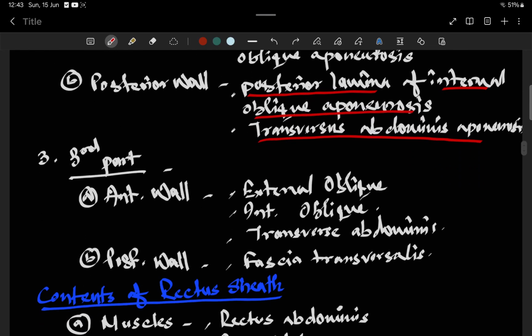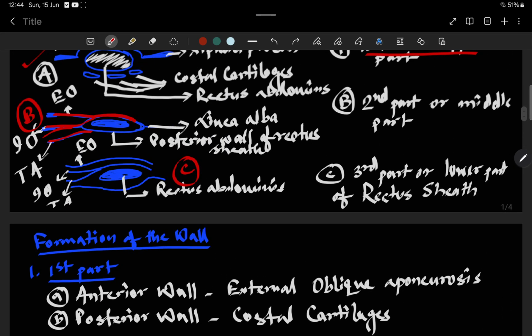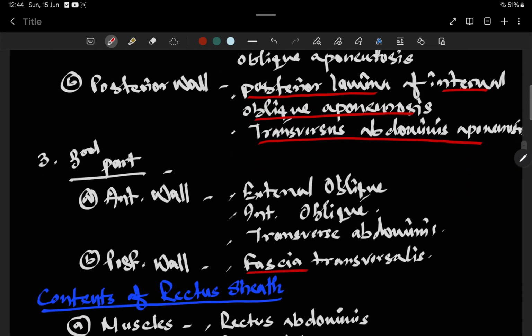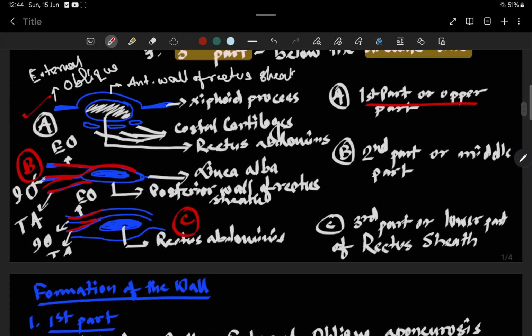Next is the third part, which has the external oblique, internal oblique and transversus abdominis. Here we have all 3: external oblique, internal oblique, and this is the transversus abdominis. And the posterior wall is the fascia transversalis. This is the fascia transversalis. Okay.